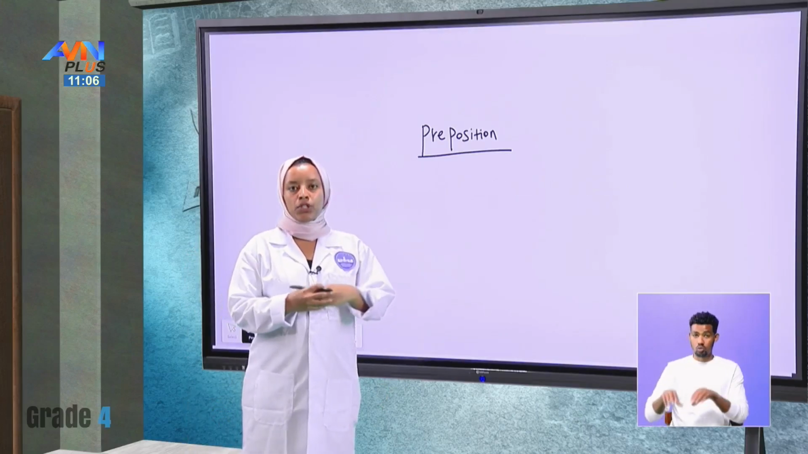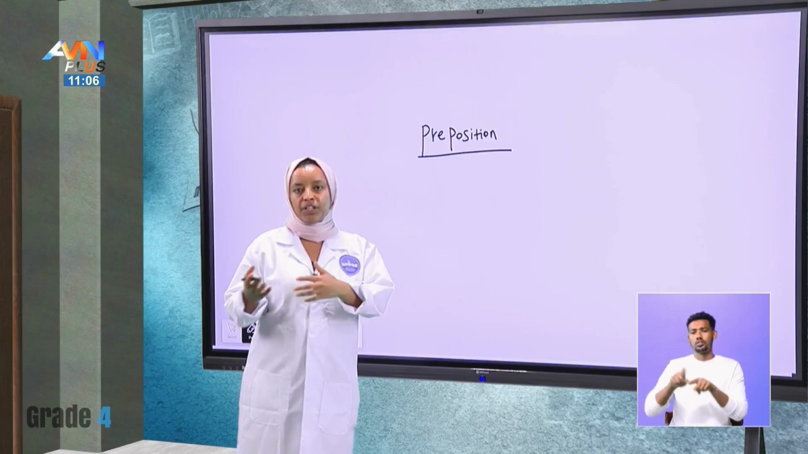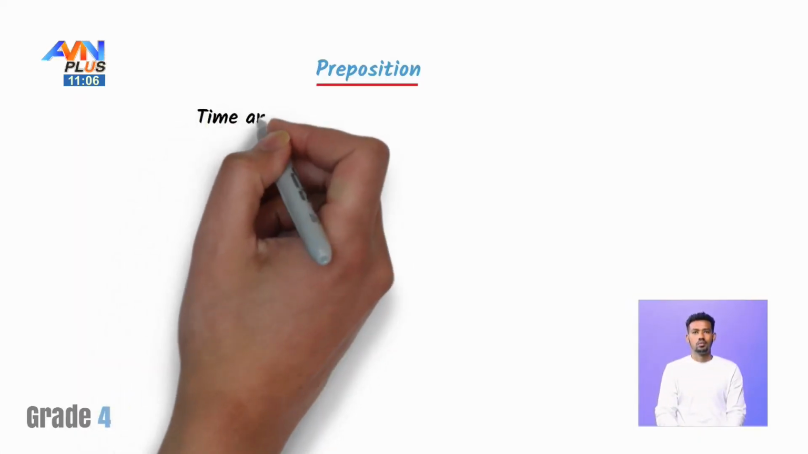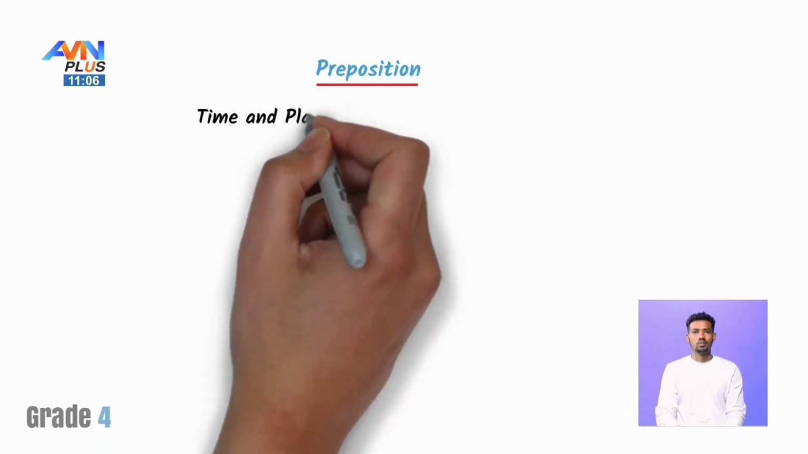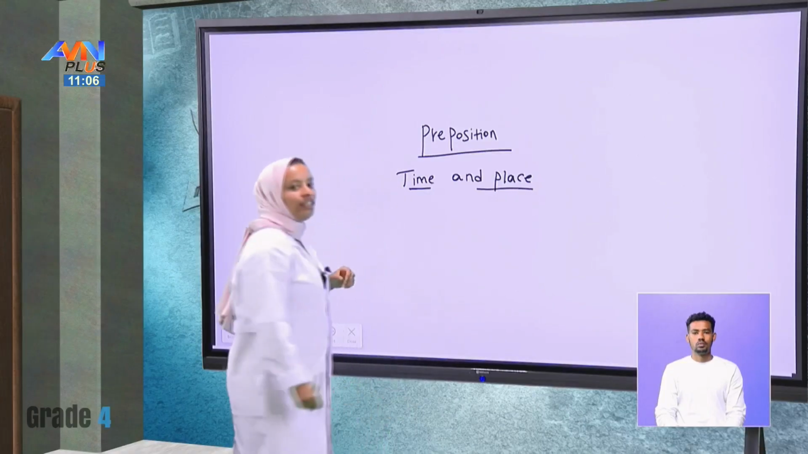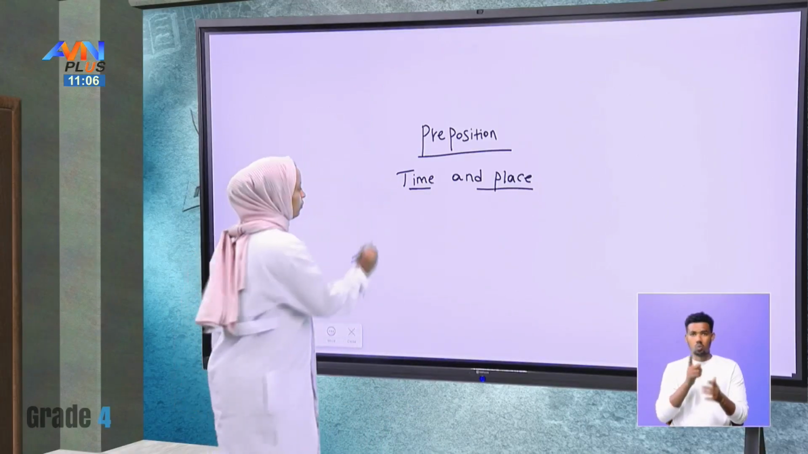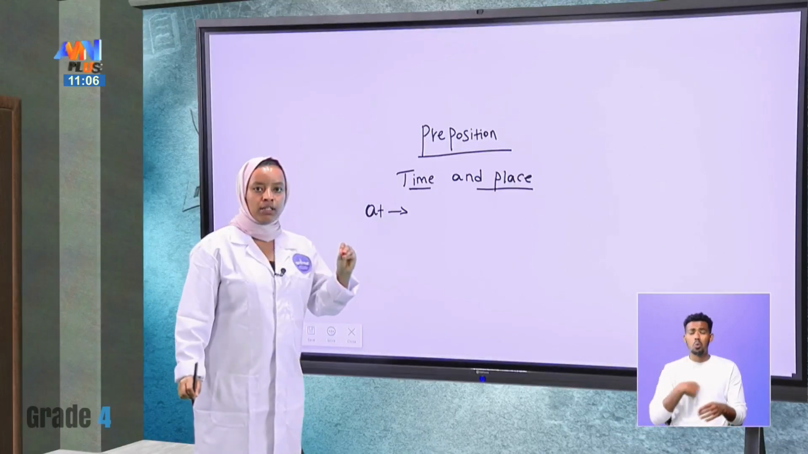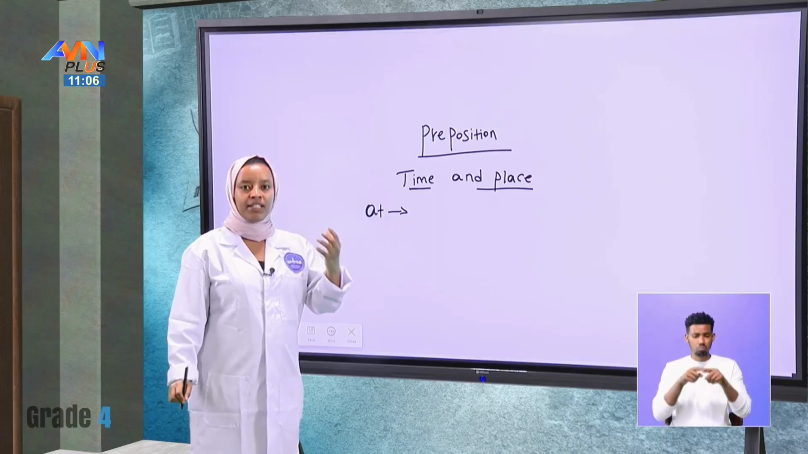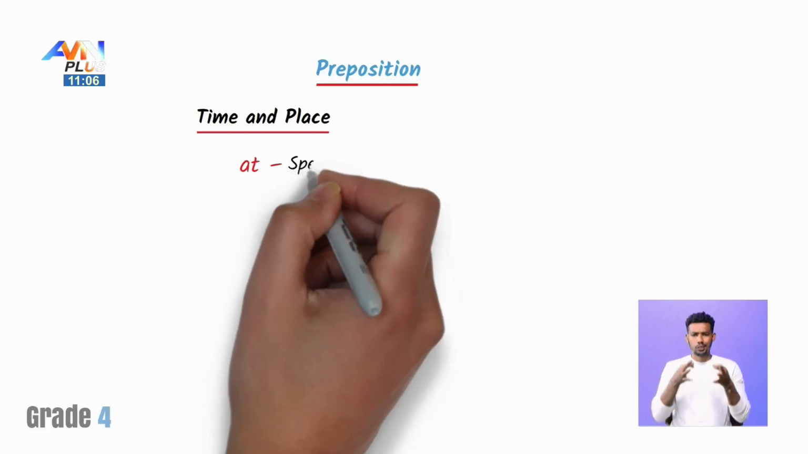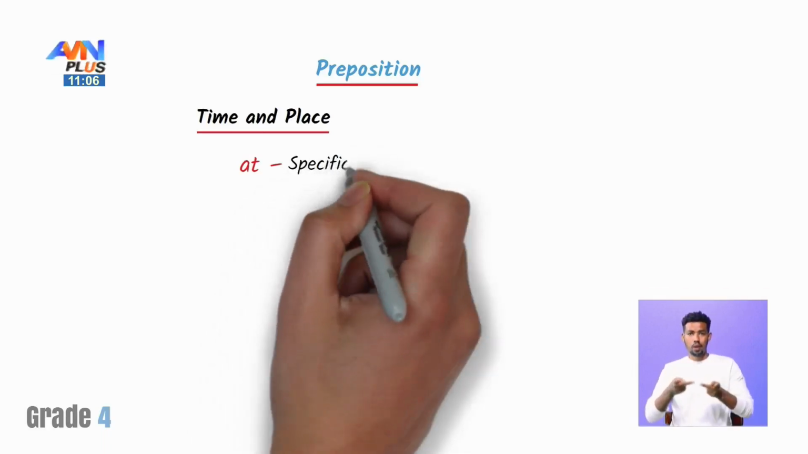Students, we can use prepositions for different time and place. Time and place. So let us start with at. When we come to at, we can use at for a very specific place and time. Specific time and place.